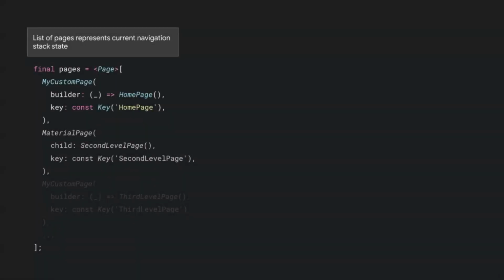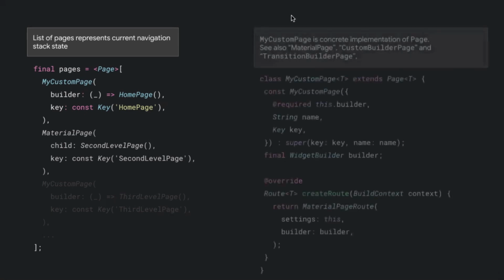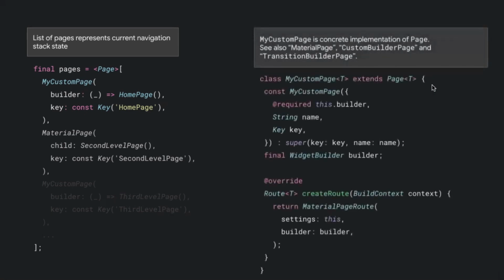So let's have a look at the list of pages you can store. For instance, you can have a mix and match. All that is common for them is that they need to extend the page object. So I can have my custom page, where my custom page can just extend a Page of T.